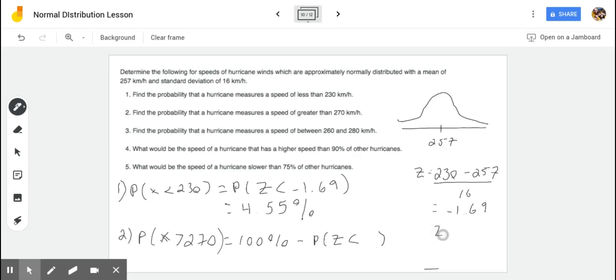And so we're going to find the z score for 270. So 270 minus 257, which is going to be a positive number, divided by 16. 270 minus 257, that's 13 above the average. Divided by 16 will give you 0.81, positive 0.81 standard deviations above the average. So if we find out when we are less than 0.81 from the chart, we can then subtract that from 100%. So 100% minus the probability that's below 0.81.